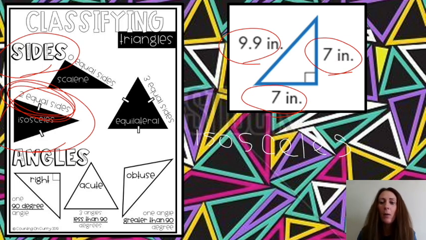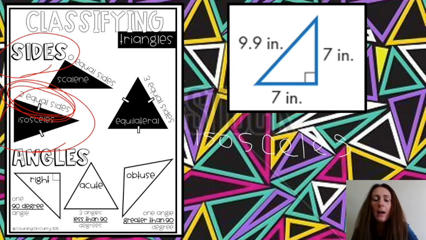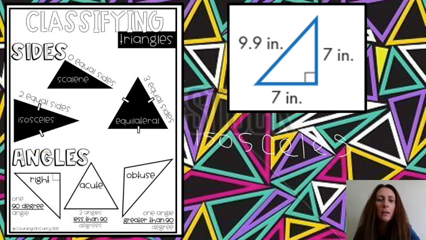All right, now I want you in just a second to pause the video and try to classify this triangle based on its angles. Remember, we have right, which is one 90-degree angle. We have acute, which is 3 angles, all less than 90 degrees. And then we have obtuse, which is one angle greater than 90. Go ahead and pause now.